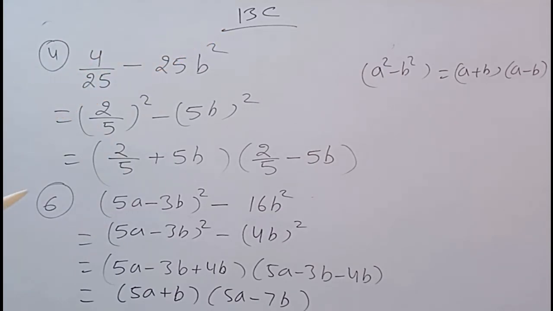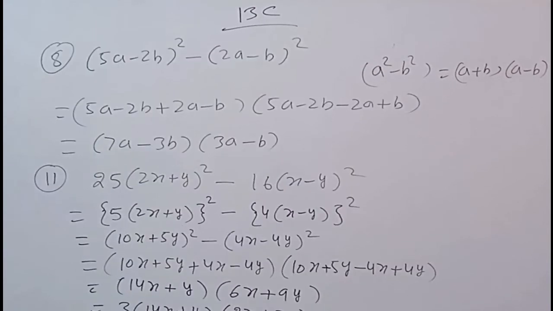(5a minus 3b)² minus 16b². So first write it as a² minus b²: (5a minus 3b)² minus (4b)², that is in the form of a² minus b². Now factorize it: (5a minus 3b plus 4b)(5a minus 3b minus 4b). 5a minus 3b plus 4b gives 5a plus b, and 5a minus 3b minus 4b gives 5a minus 7b. So in that manner you can do questions number 4 and 6.